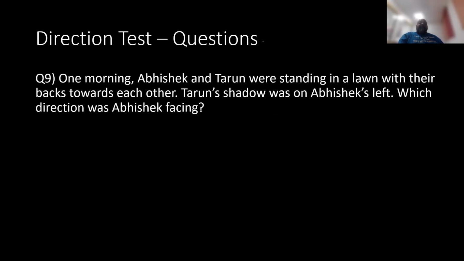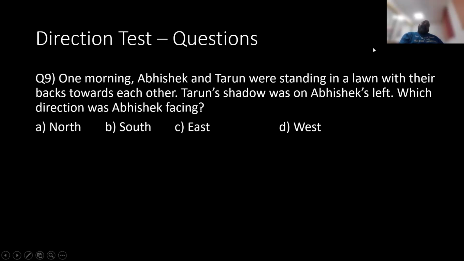If I look at relative placement, look at this one. One morning, Abhishek and Tarun. Morning is important here. Were standing in a lawn with their backs towards each other for some reason. They decided that they want to stand with their backs touching each other. Tarun's shadow is on Abhishek's left. Which direction was Abhishek facing?